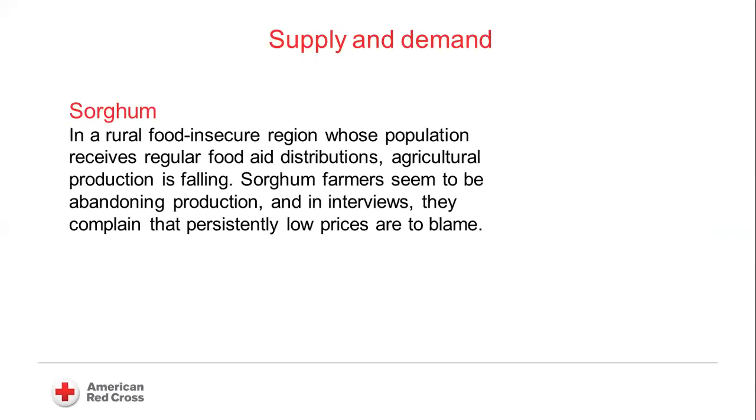So in a rural food insecure region whose population receives regular food aid distribution, agricultural production is falling. Sorghum farmers seem to be abandoning production, and in interviews they complain that persistently low prices are to blame. So what's happening with supply here? A lot of supply.